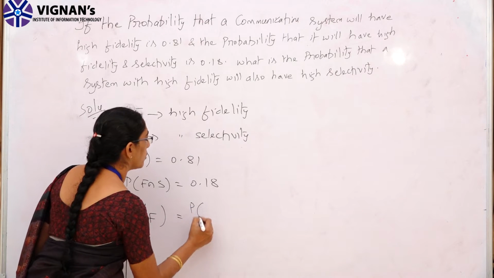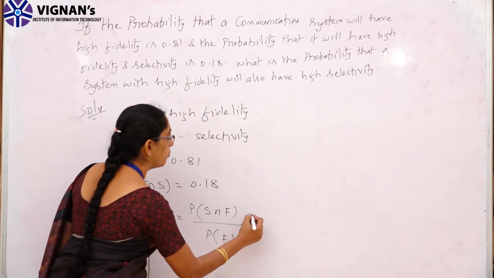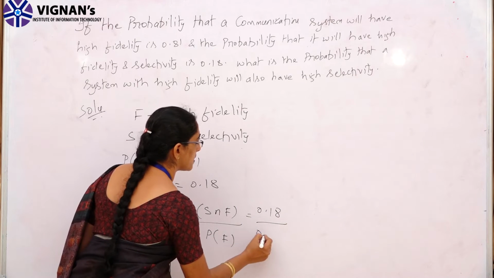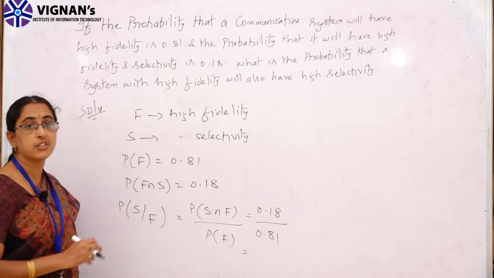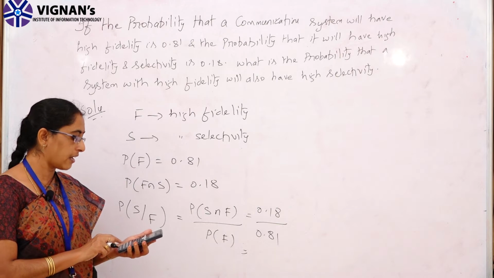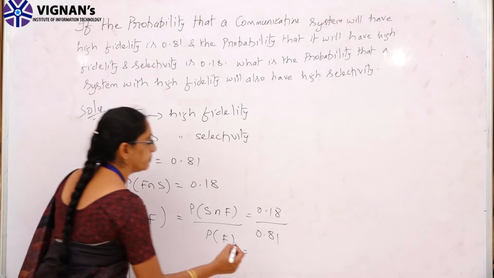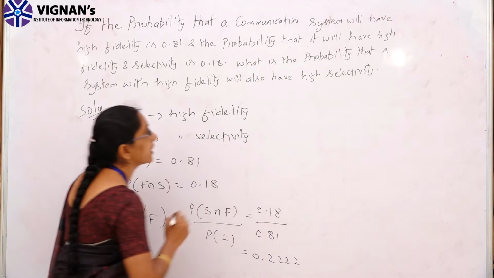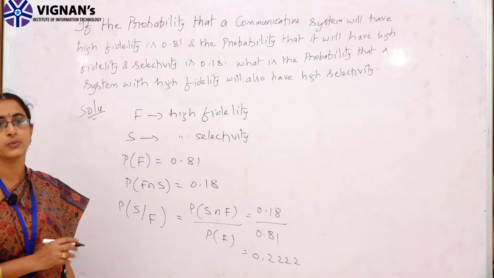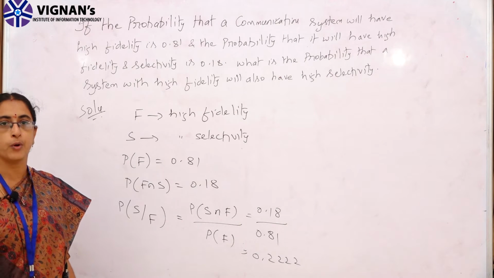So if you go through the formula, it is probability of S intersection F by probability of F. So what is probability of S intersection F here? 0.18, by probability of F, which is here 0.81. You must represent the answer in terms of decimals only, whatever the probability problems are. So if you calculate this 0.18 by 0.81, it is 0.222. So the probability that a communication system with high fidelity will also have high selectivity is 0.222. That is the solution of this problem. So this type of problems will be there for conditional probability.